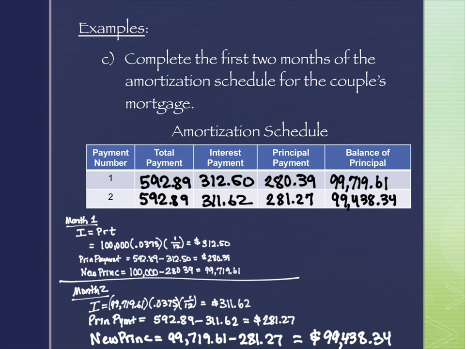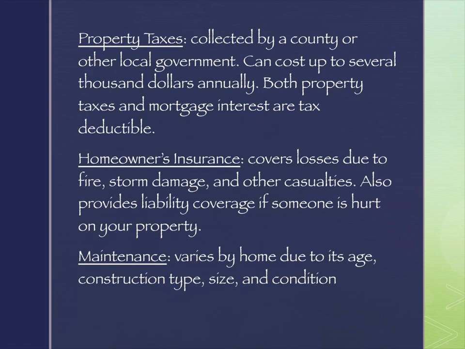But not only that, it doesn't just cost for that kind of thing for home ownership. There's other costs in home ownership that you might not be aware of. One of them is property taxes. Property taxes are collected by a county or other local government, and they can cost up to several $1,000s annually. Both property taxes and mortgage rate are tax deductible. Okay, so you probably have heard somebody say something like that. You get a break on your taxes kind of thing. We'll talk about that in a minute. But these are tax deductible.